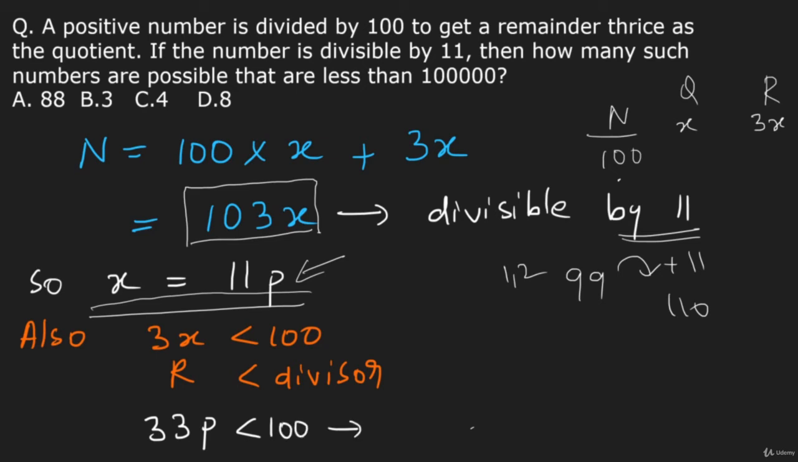Now, what are the values that p can take to satisfy this? p can take the values 1, 2 or 3, right? 3 into 33 is 99. If p takes the value 4, 33p will be more than 100. So this criteria will be violated. So p can take only 3 values, and therefore my answer over here is 3. There are only 3 such possible numbers.